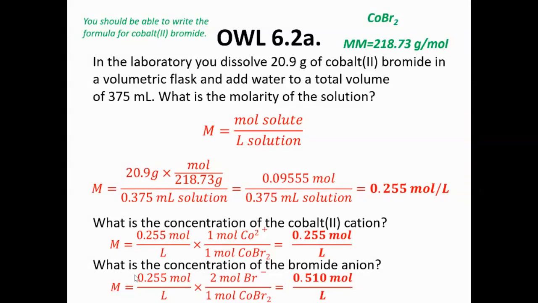So you could be asked for the molarity of the salt, and that's the first thing that we calculated, or you could be asked for the molarity of one of the ions in the salt. If there's one ion like cobalt-2 ion, then the molarity of the ion is the same as the salt. On the other hand, if there's 2 of the ion like the bromides, you can see the molarity of the bromide is twice that of the molarity of the salt.